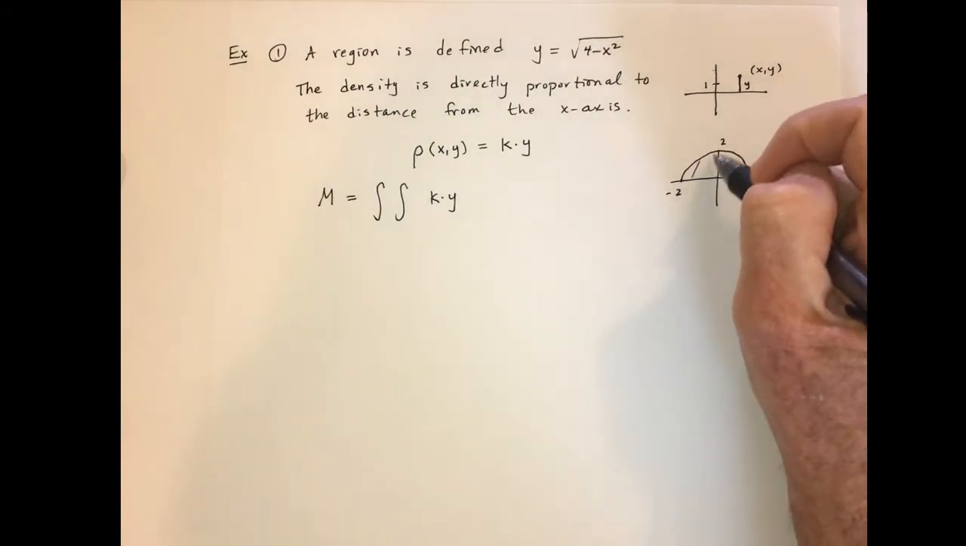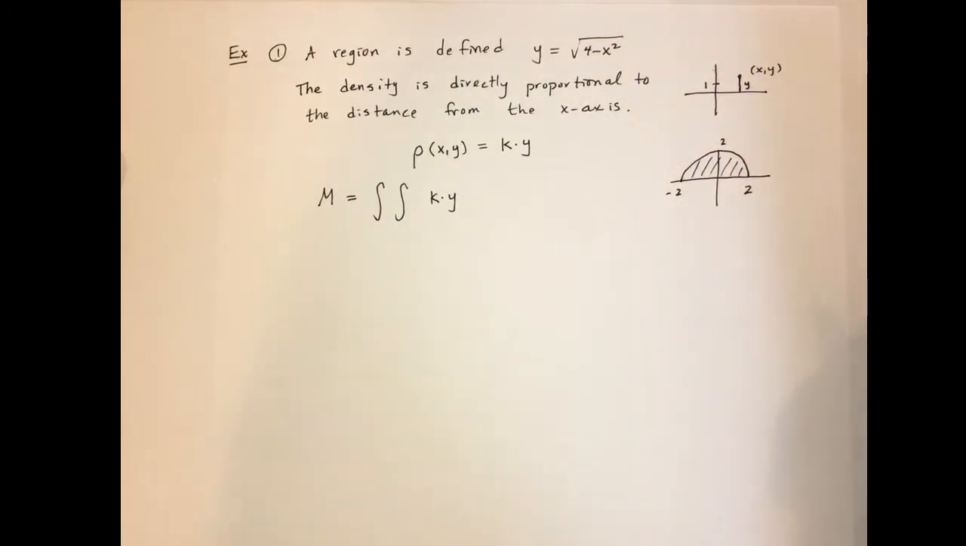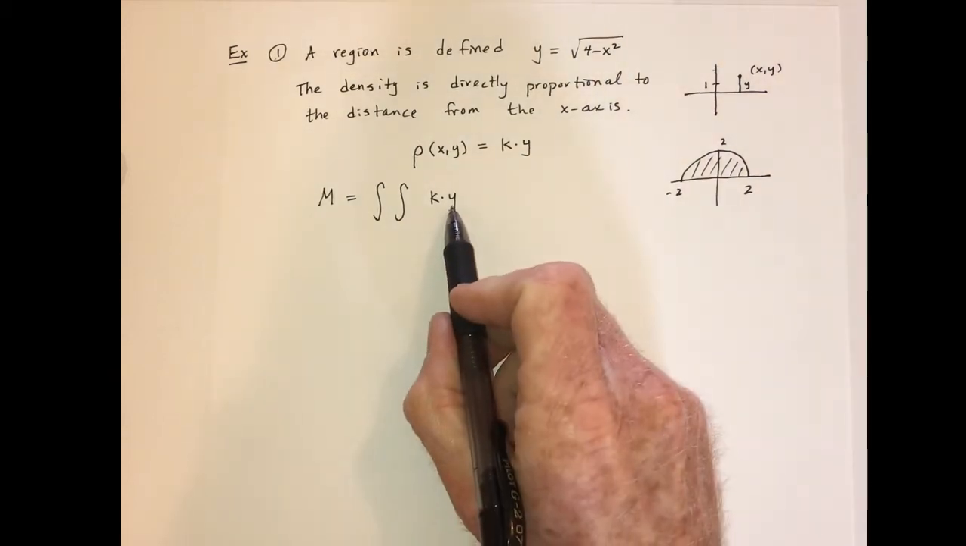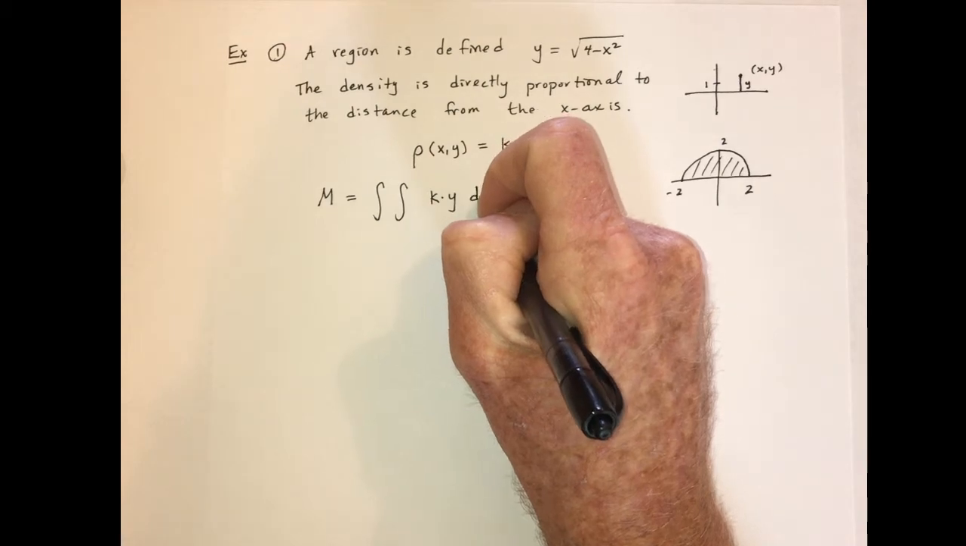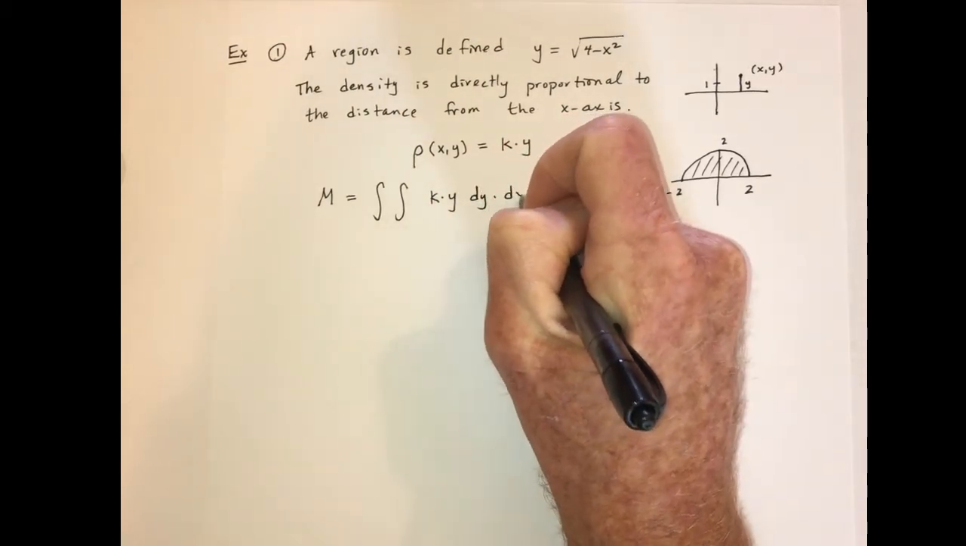So this is the region that's being talked about. So let's see. Since this has a y, I think I'm going to go ahead and do dy first and then dx later.